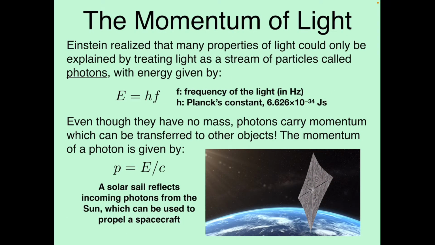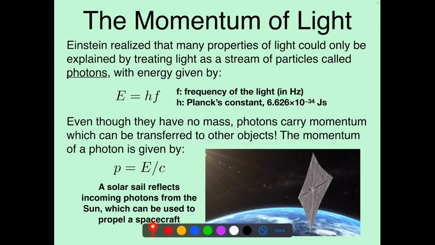And so that takes us to the momentum of light. Now, Einstein realized that light can't just be simply explained as a wave. He realized that there are many properties of light that can really only be explained by treating the light as a stream of particles, which are called photons. The energy of each one of these photons, each one of these particles of light, was found to be given by this formula, where E is equal to h times f. Now, h is a fundamental constant of nature. It's called Planck's constant. It's equal to 6.626 times 10 to the minus 34 joules times seconds.